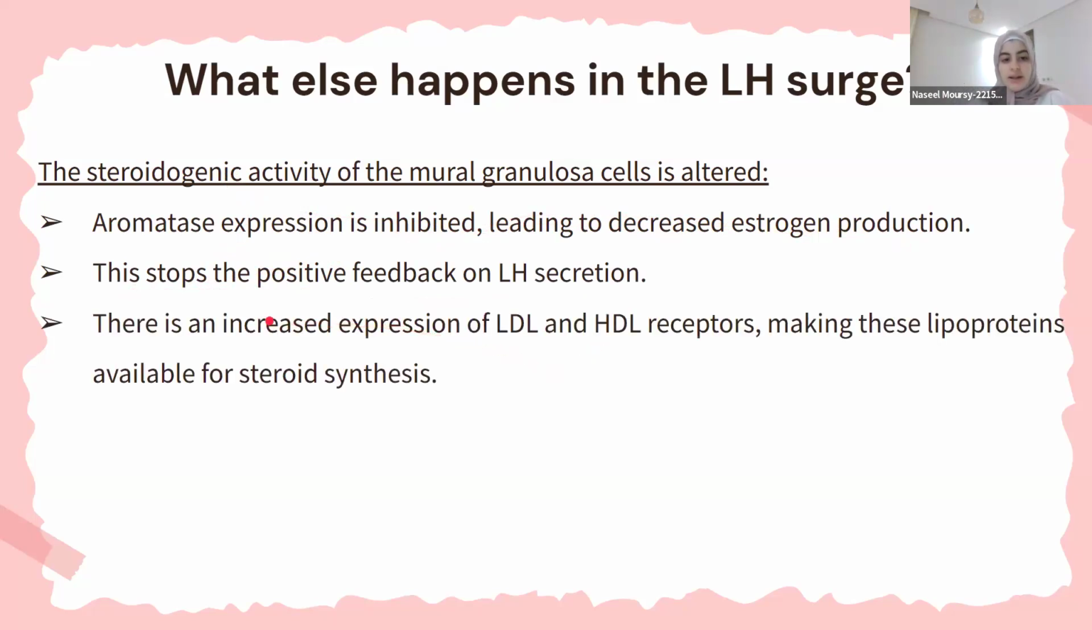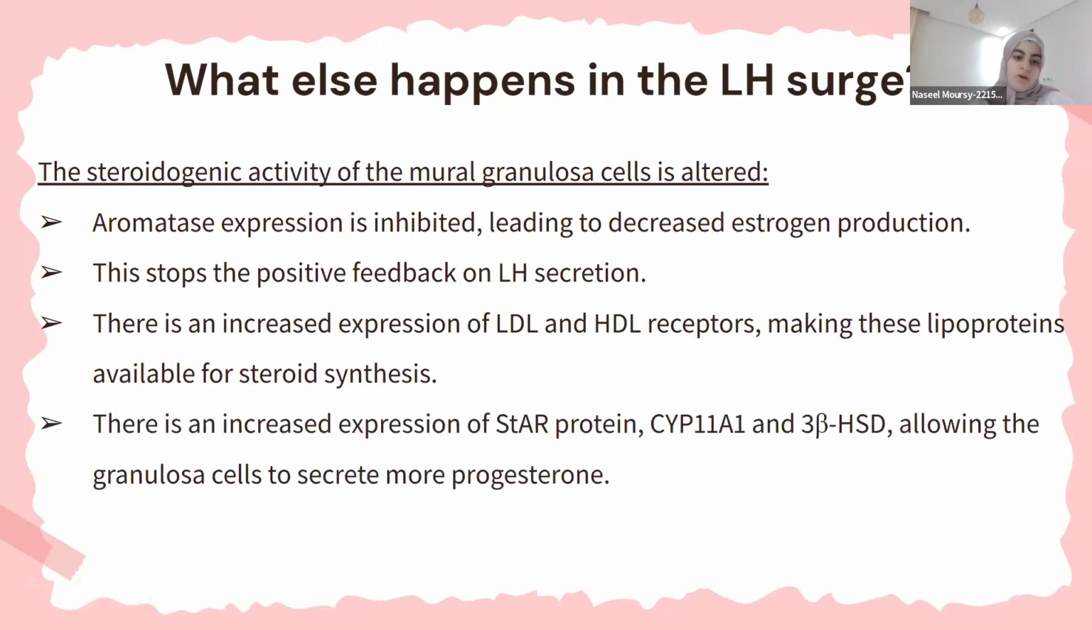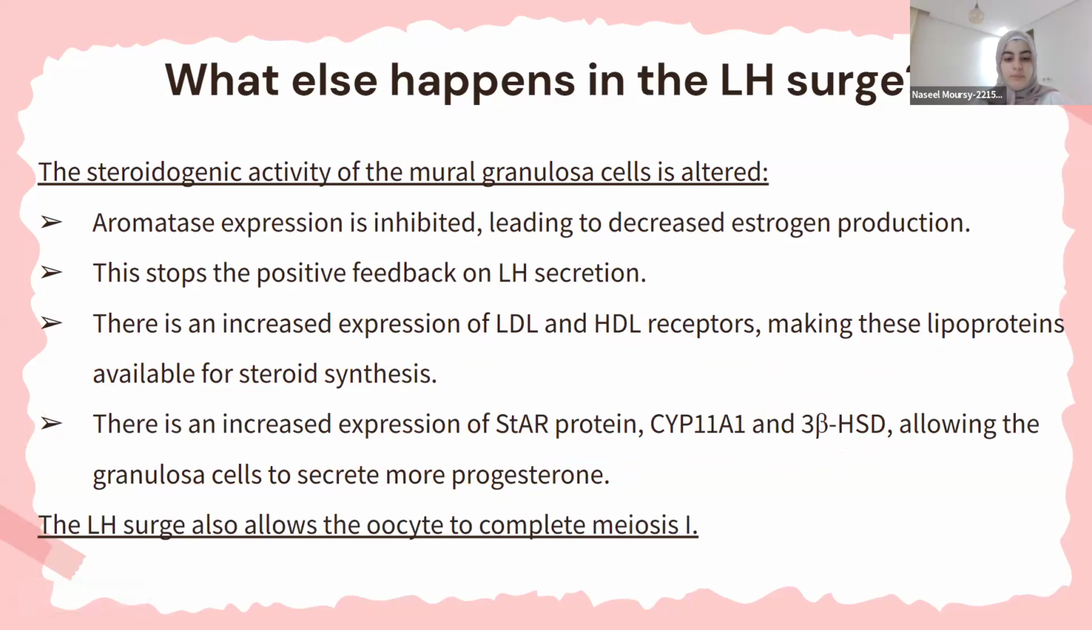Also, we need an increased expression of LDL and HDL receptors. If you notice, these are for fat. Why do we need that? We need these lipoproteins for steroid synthesis because now we are going to be synthesizing a lot of progesterone and forming the corpus luteum itself. Finally, there is an increased expression of StAR protein, CYP11A1, and 3-beta hydroxysteroid dehydrogenase that allows the granulosa cells to secrete more progesterone. And we saw this in the two-cell model. Last thing we mentioned is that the LH surge allows the oocyte to complete meiosis one.